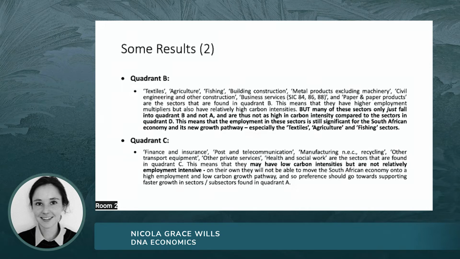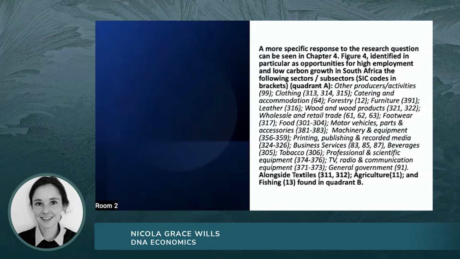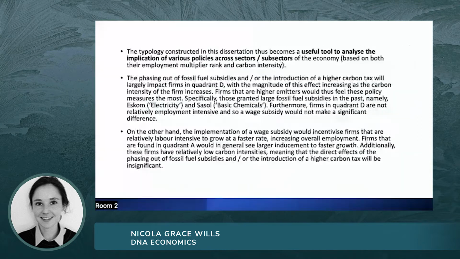Then your C was your top left. So they are high employment, but low carbon intensity, but low employment as well. Then next slide, please. So this is the problem statement: all those in A, and then the few in B, where you want faster growth for that low carbon pathway. The next slide, please.